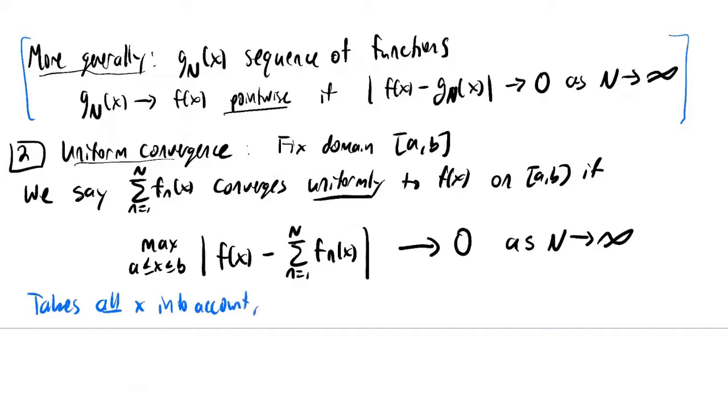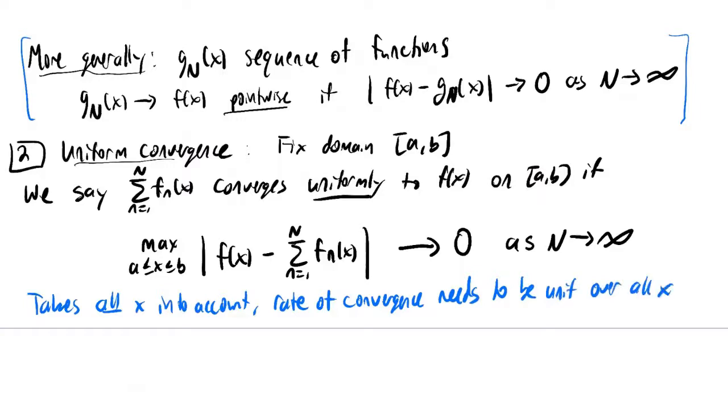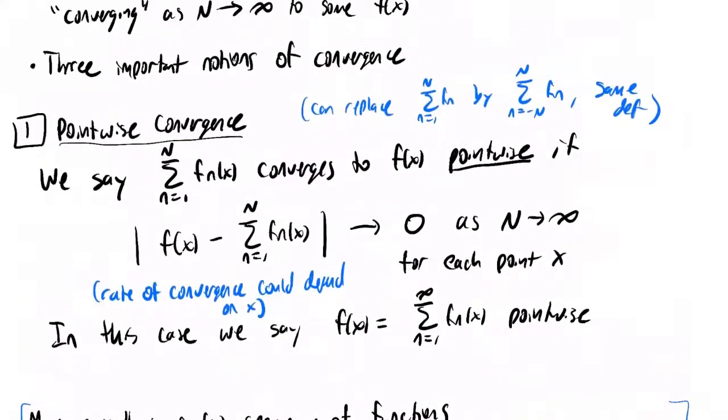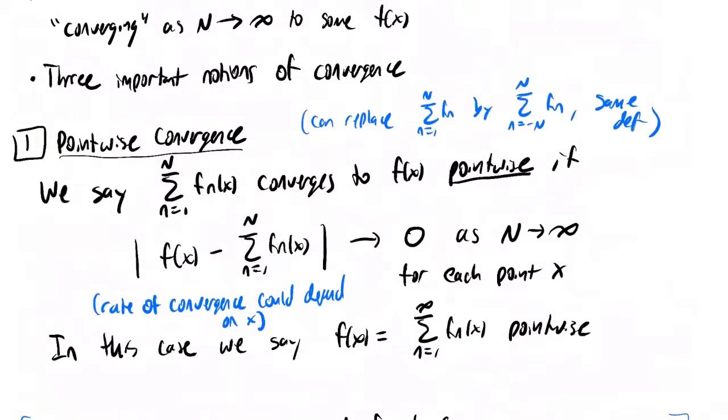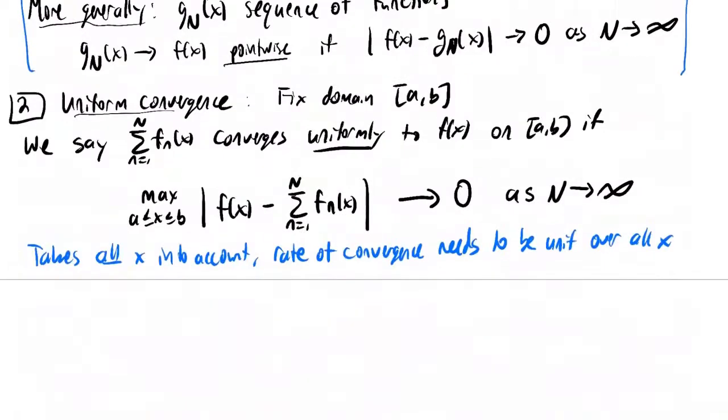Right, and so this requires that the rate of pointwise convergence is uniform over all x, right? So the rate of convergence needs to be uniform over all x. Right, and so this is why it's called uniform convergence, right? Because it's not like this situation where, okay, for each different x, maybe the speed at which the series is converging is different. Here it needs to be uniform over all x.